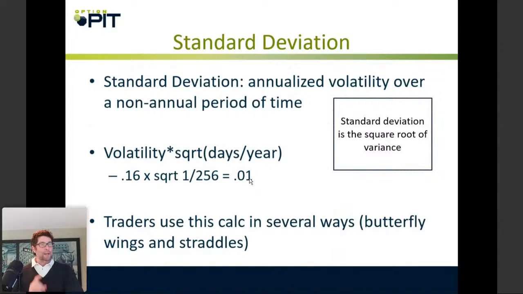Again, trading days. Can you trade on the weekend? No. Okay, you only trade during the week. So what this tells you is what? A 16 volatility. If a stock trades at a 16 volatility, you expect a 1% move per day.